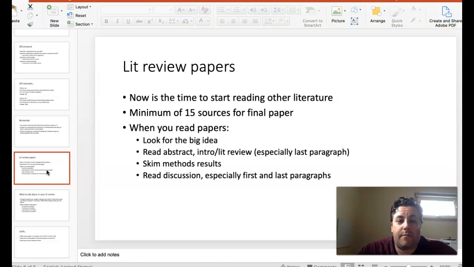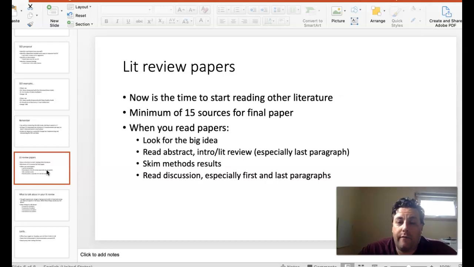The other thing to be thinking about in this class is the lit review papers. So it's time to start reading literature for the full lit review paper. You're looking for about 15 sources at a minimum. Now, when you read papers, you don't have to get bogged down in the details like sample size and statistical techniques they used. What you're looking for when you read the papers that will inform your lit review is the big ideas.